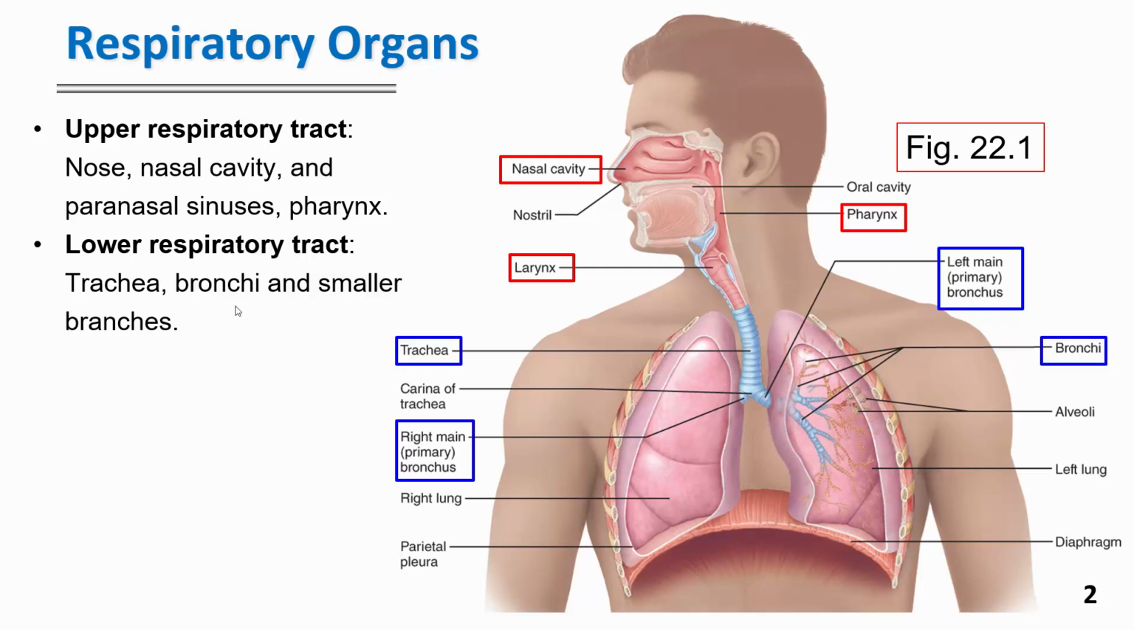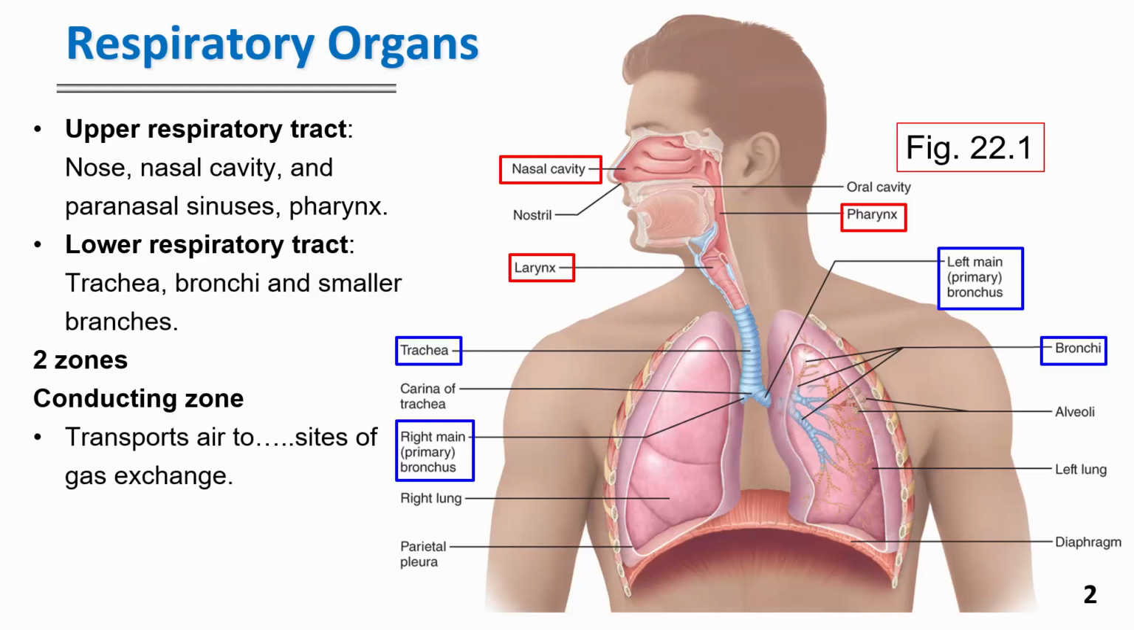And so we can think about this entire system as a duct that functions to ventilate the lungs with external air, and then to move the air in the lungs back into the environment. And the respiratory system consists of two general zones. The first zone is referred to as the conducting zone. And just as the term suggests, the conducting zone transports air to the sites of gas exchange.